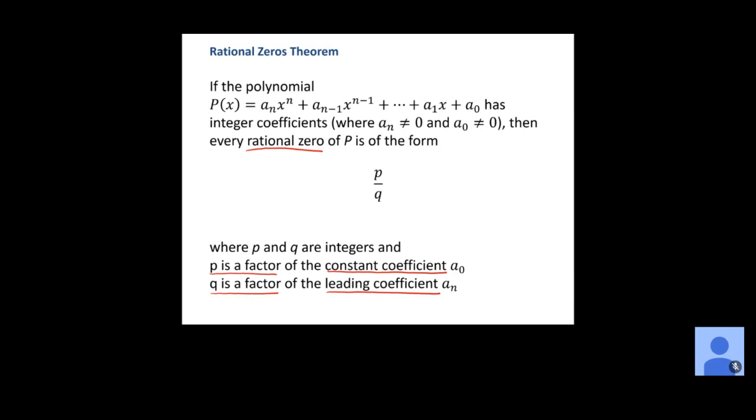And we're going to go back to that synthetic division, right, to test each one of these, because again, this is going to give us a list of possibilities, not necessarily the ones that work. We're going to have to use synthetic division then to test and see which ones actually are zeros.